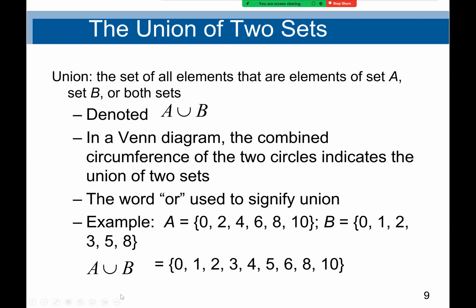So we can see that A union B is all the elements in A and also all the elements in B. There's no duplicate. So for example, we cannot write 2 two times because A has 2 and B also has 2. No, we don't write the duplicates.